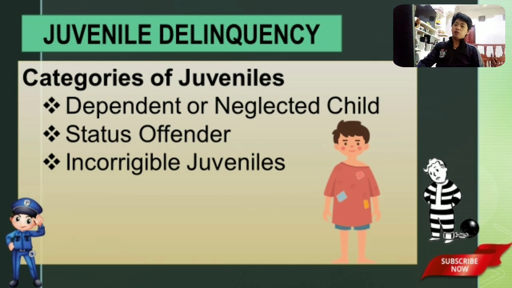We have incorrigible juveniles naman. These are really the hardened CICL. Parang ganun. CICL. They are constantly committing crime over and over again. They have repeated criminal history. So incorrigible juveniles na yung tinatawag natin doon. Ngayon, you see, etong mga ito, whether you are a dependent, neglected child, or you are a status offender, incorrigible juveniles, the government should intervene.